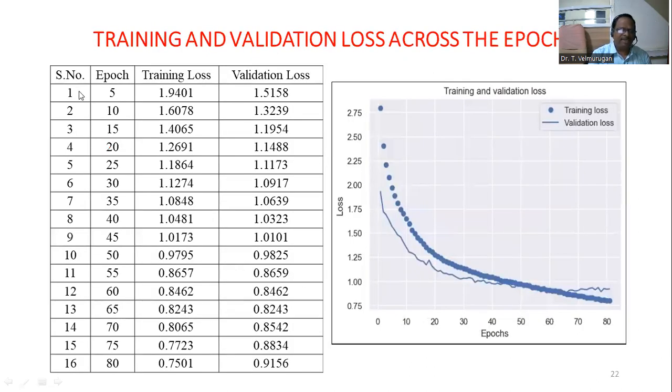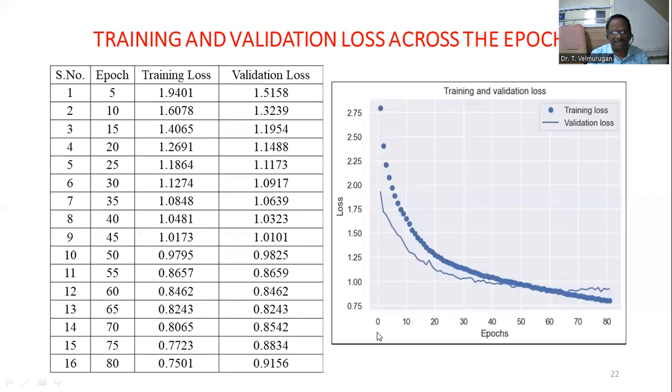So see here, this is the number of epochs. You know what is called epochs. The number of epochs starts from 5 to 80. The training loss decreases, and also the testing loss decreases. Whenever the number of epochs is increased, the training and the testing image accuracy are increased. This is shown in this figure very effectively.